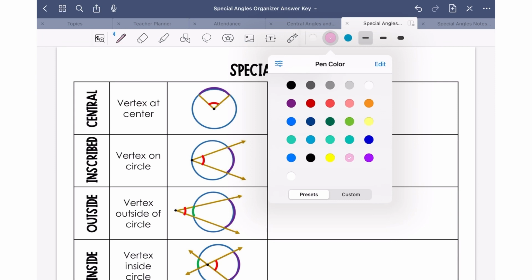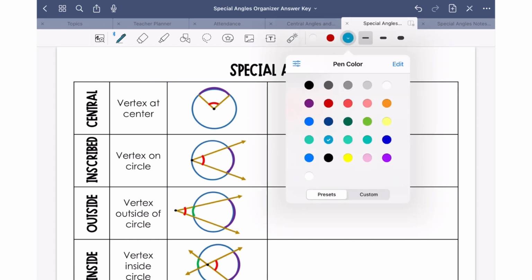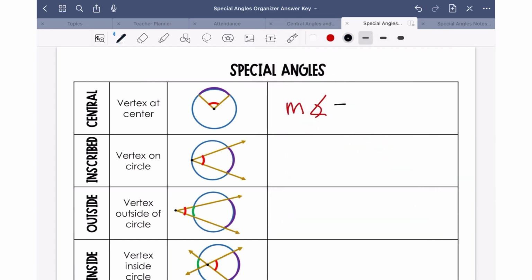The relationship was very easy to remember because the measure of the angle is equal to the measure of my arc, which here on my picture, it's in purple. So the measure of the arc. Okay? So those measurements were equal to each other, only because the vertex was at the center.